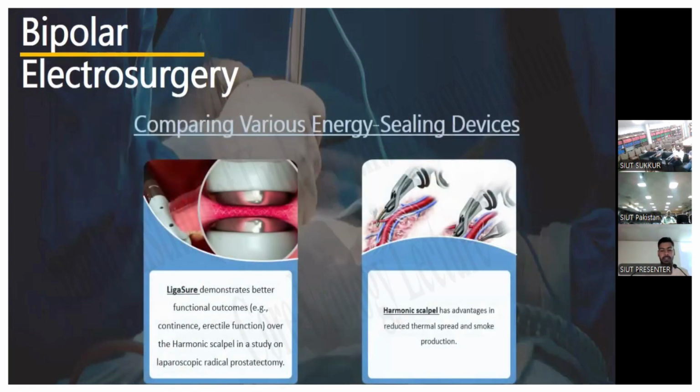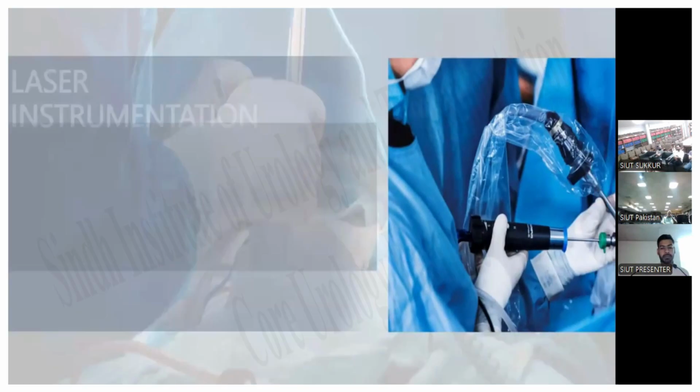So these are LigaSure, and this is a comparison between LigaSure and the harmonic scalpel, in which you can see that LigaSure demonstrates better functional outcomes over the harmonic scalpel, for example in continence and erectile function in laparoscopic radical prostatectomy. While harmonic has an advantage because it reduces thermal spread and smoke production.